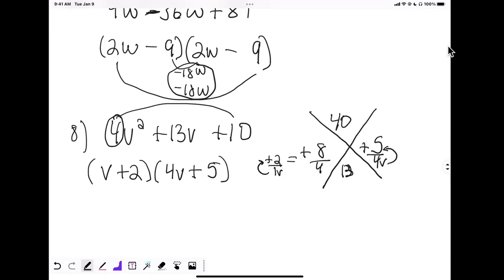And again, I might check my outsides and insides just to make sure it worked. I didn't do anything wrong. 8v, yep, definitely adds up to be 13. I'm happy with that answer. That's my factoring. We're going to use factoring in the next section after we finish going over a little bit. And you're going to see why we need to use it a lot.